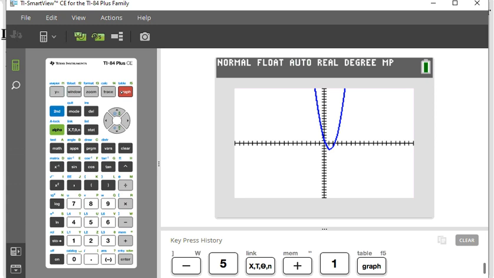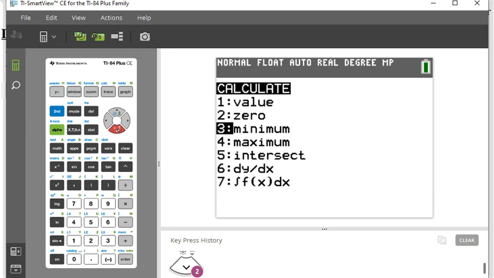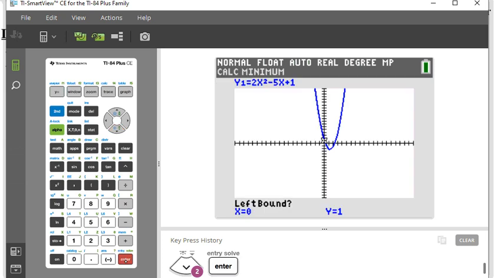I want to know where my vertex is, but take note this time my vertex is a minimum because my graph is opening up. So what do I need to do? Second trace. We want number 3, the minimum in this case, because it's not a maximum value. Hit enter. Please, again, note that it says left bound side, so we want to scroll so we're close to the vertex to the left of it. Here's our vertex, cursor's to the left. Then it's going to ask for right bound, so then we want to be on the right side of it.